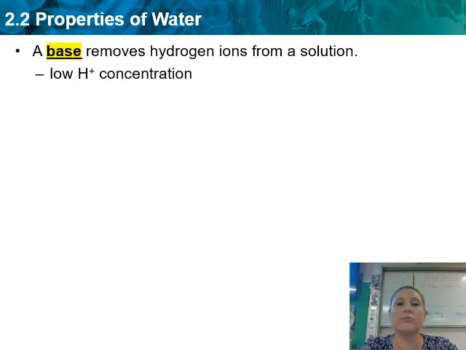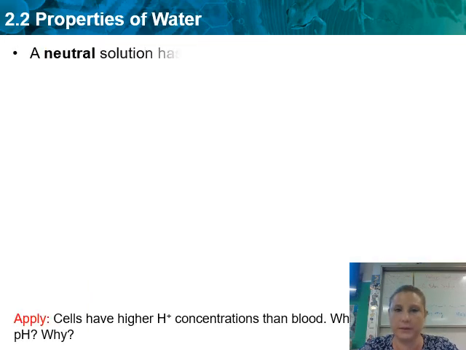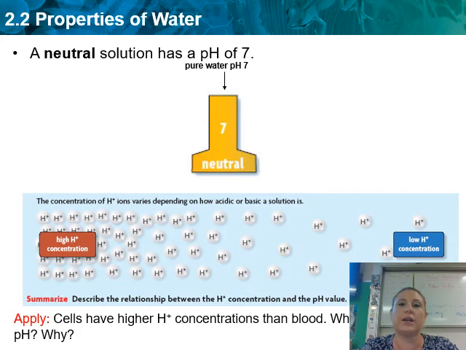A base removes hydrogen ions from a solution, so it's a low H plus concentration. And now we can find those on the pH scale above 7, so 8 all the way up to 14. And again, this is the opposite. So a strong base is going to be at number 14. A weaker base is going to be at like number 8 or 9. Okay. And then a neutral solution has a pH of 7, and something like water. Water is neutral, so we're going to find that right at 7.